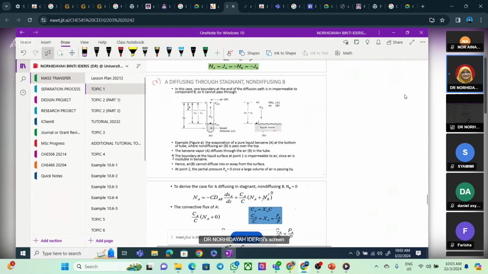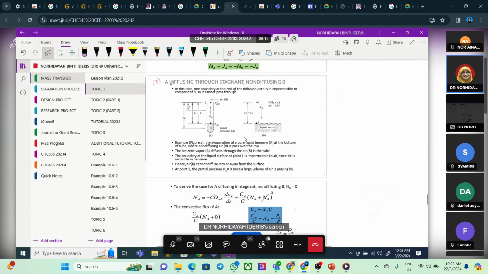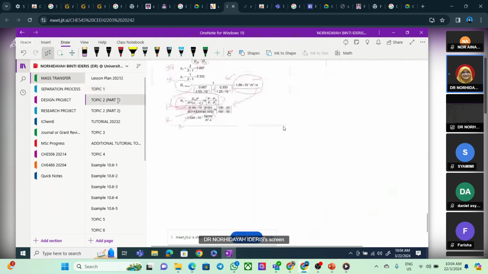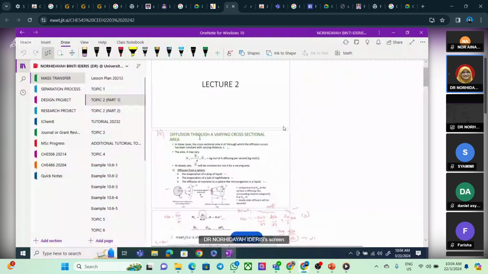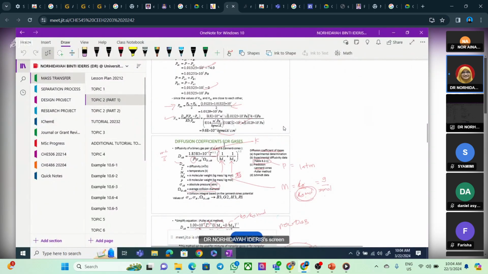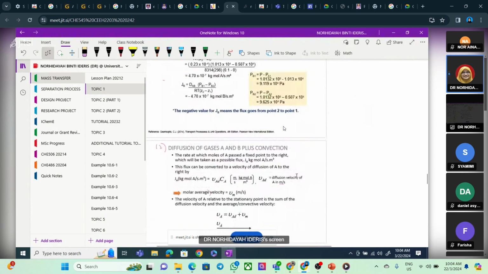And then we're going to talk about several examples of the diffusion plus convection. In our case, we have 2 cases. So the subtopic number 3 is the solid A, not diffusing, but a solid A diffusing through a stagnant non-diffusing B. And the fourth one, we're going to talk about the diffusion through a varying cross-sectional area. And the last one is the determination of the diffusion coefficient for gases. So that's the syllabus that covers the topic of diffusion in gases.